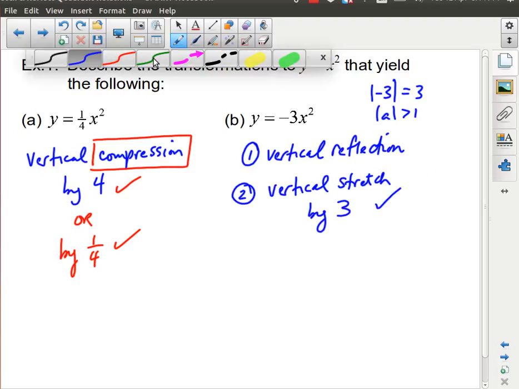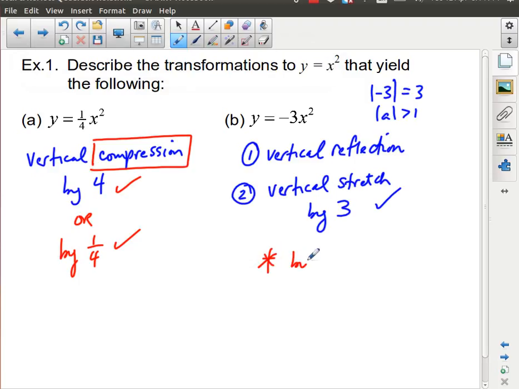Just to make that clear, here you could use a 4 or a 1/4. In this case, if you said a vertical stretch by 1/3, that is never correct. Okay? So it is only with compression that I'm willing to give some latitude here. With vertical stretches, a vertical stretch is always by a number bigger than 1. So this is never going to be correct. Even if you said the word stretch correctly, if you say by 1/3, it becomes wrong.